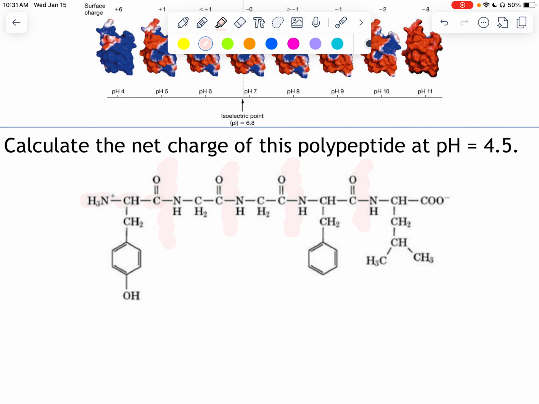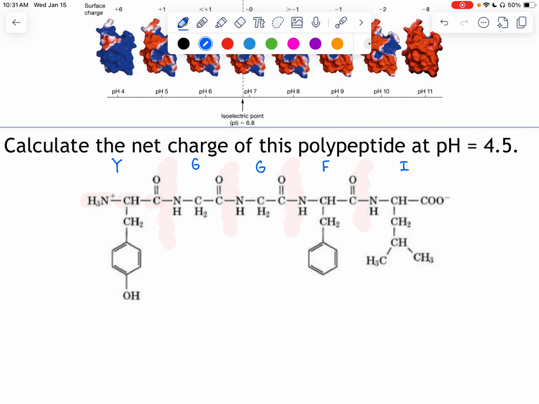We can look at the side chains to identify them. So this first one would be tyrosine. That second one has 2 hydrogens. That's glycine. Third one's the same. The fourth one, we've got our aromatic ring down here. This is phenylalanine. And then that last one is isoleucine.